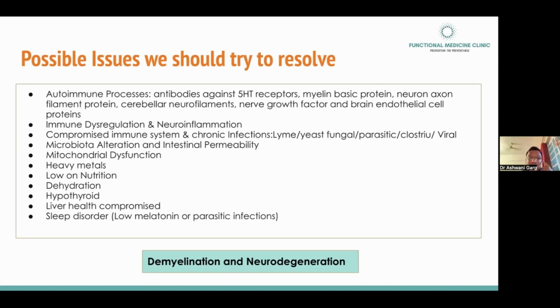The body might be dehydrated. The thyroid gland might be hypothyroid. The liver is not doing okay. And of course, many of these children have a sleep disorder. They don't sleep well, right? Now, sleep is very important for our repair system and our growth. Our growth hormone production also depends on our sleep and how much sun we get. Now, you see, almost all systems of the body are compromised. So much is happening, and all of that leads to demyelination and neurodegeneration of the brain also.